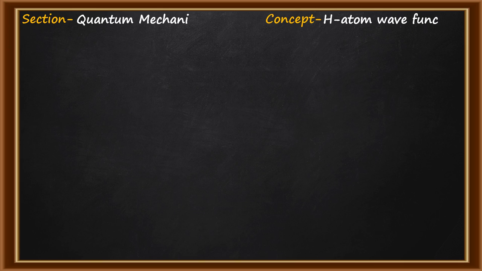So, let's get started. This question comes from the section Quantum Mechanics, and the concept involved here is the hydrogen atom wave function. Here we have a particle in 3 dimensions, which is very similar to the electron in a hydrogen atom. The reason for comparing the given system to a hydrogen atom is that we are given a wave function of the particle in 3 dimensions, and the question is to operate this wave function with the operators L² and Lz and find the eigenvalues.